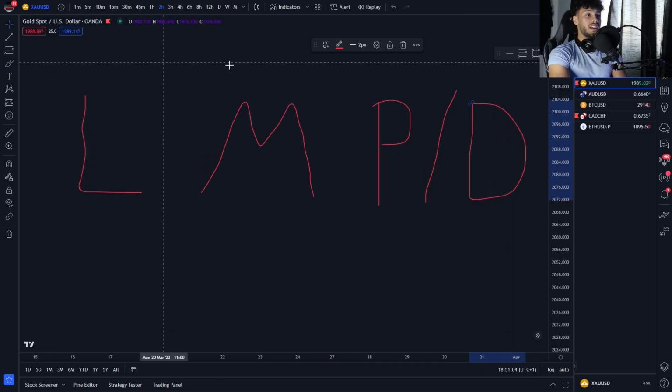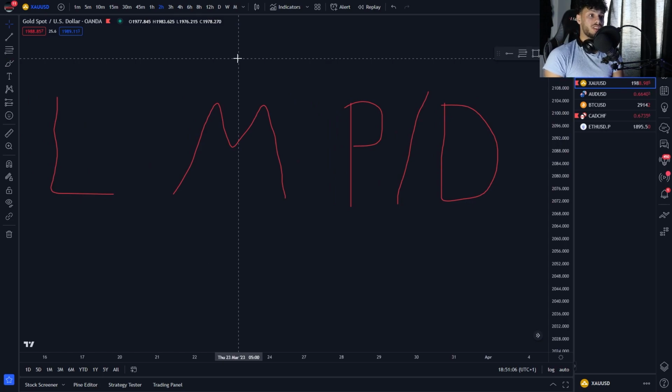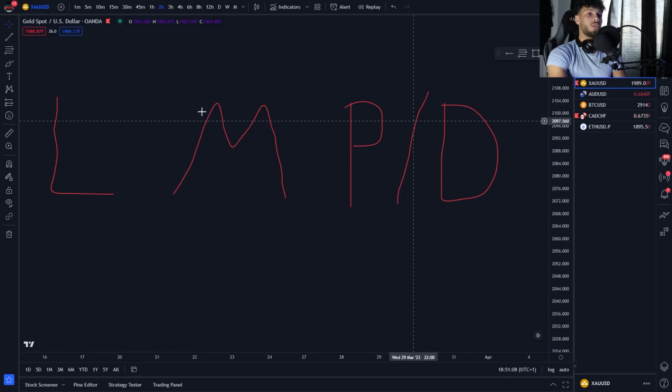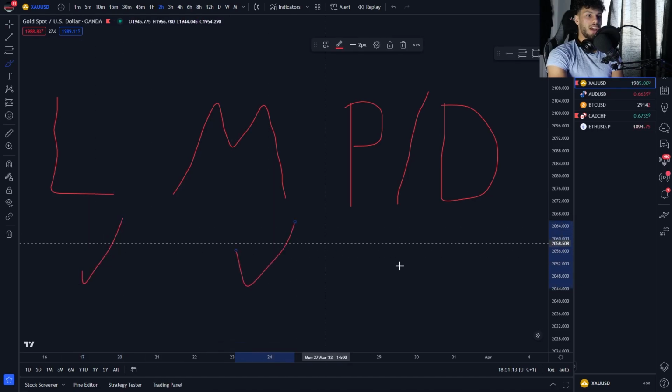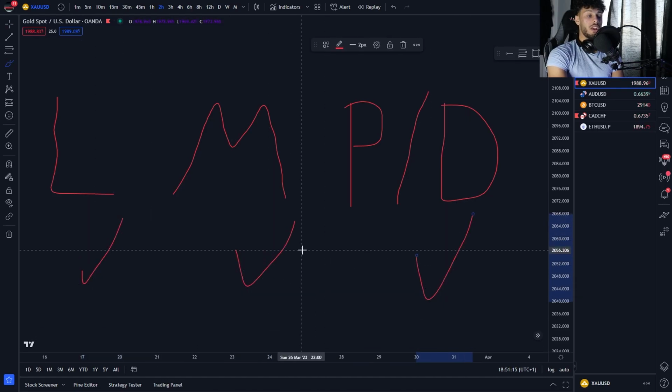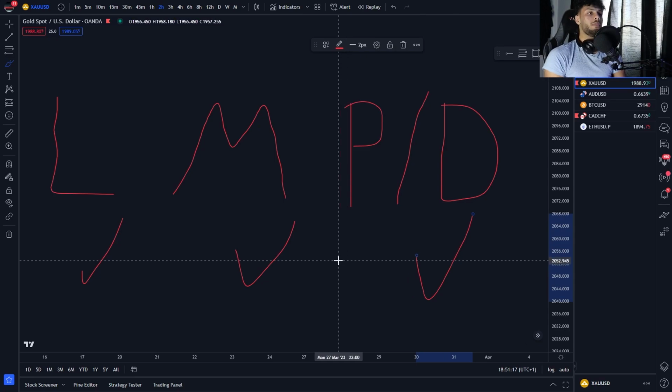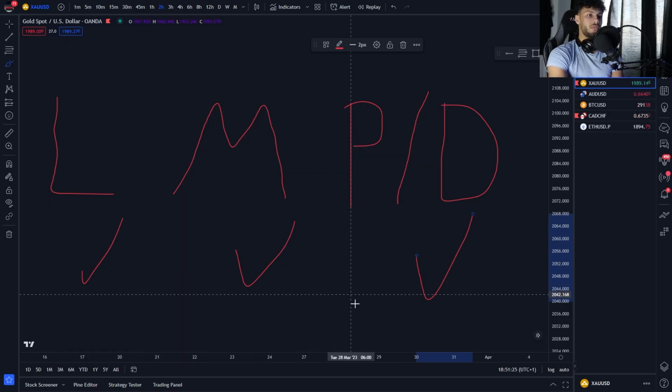Whenever I'm looking at a potential setup, it has to take every single one of these. I need to check L, I need to check M, I need to check PD. If I don't get this, then I'm not looking for an entry anymore. I simply scrap the whole idea of the setup and move on. So this is very, very important.